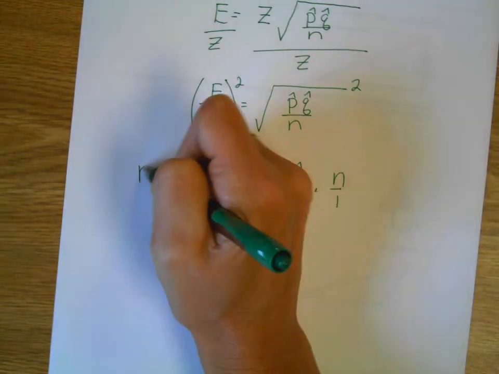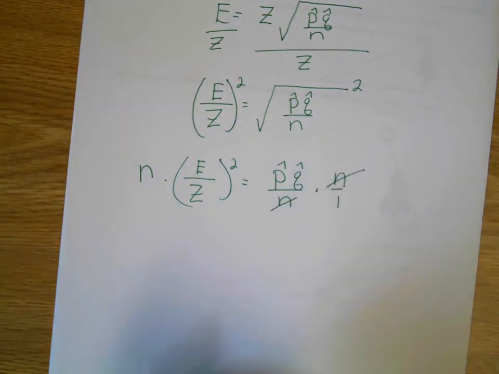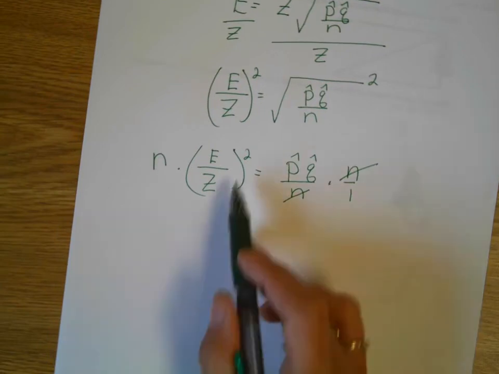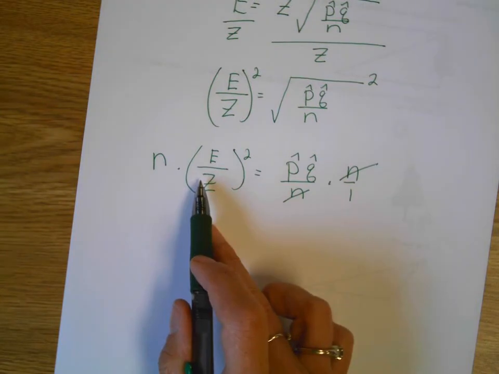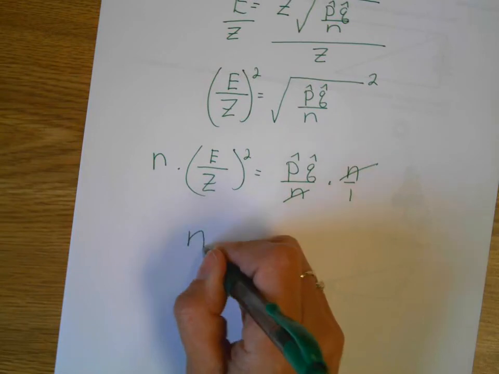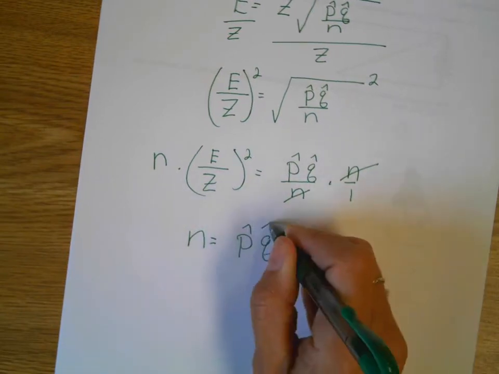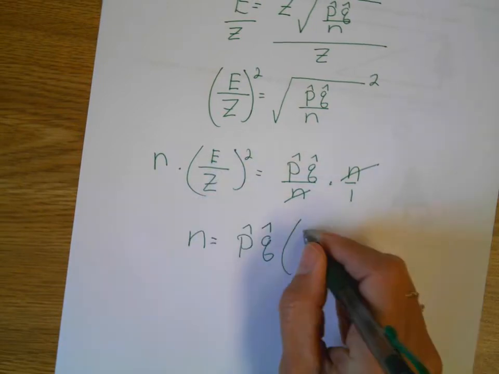Are we trying to find p? We're trying to find n. So we had to get that out of the denominator. Now what? What's our last step? Divide by E. Divide by this fraction squared, which is the same thing as multiplying by its reciprocal. So n will equal p hat q hat times the reciprocal of this thing squared.